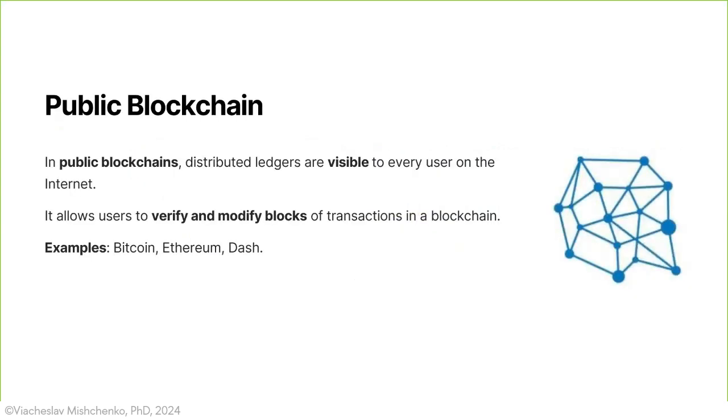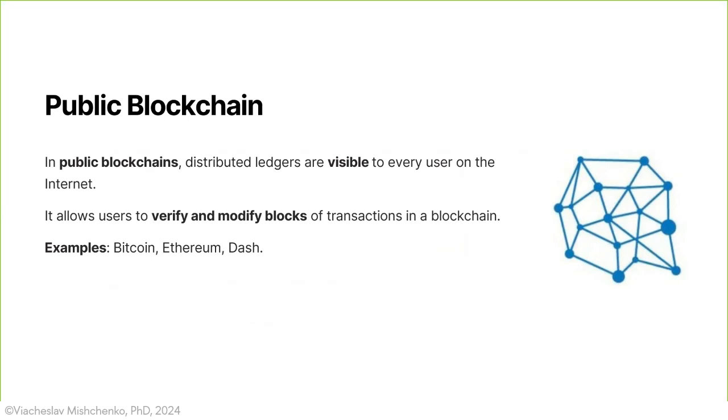Next slide. Now let me introduce you to the first and most well-known type of blockchain architecture, which is the public blockchain. It's what most people think of when they hear about blockchain technology. A public blockchain, as the name suggests, is completely open and transparent.